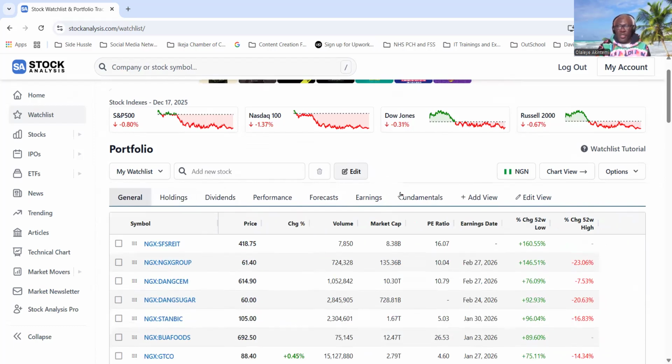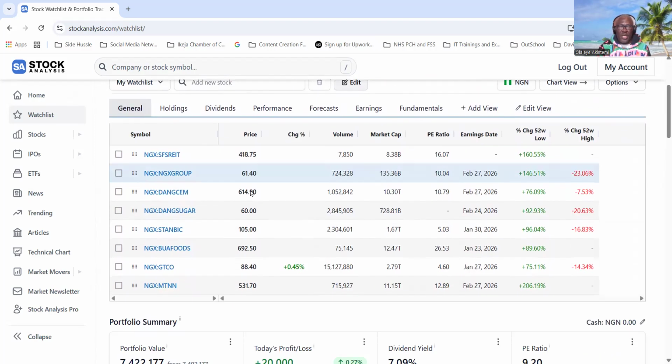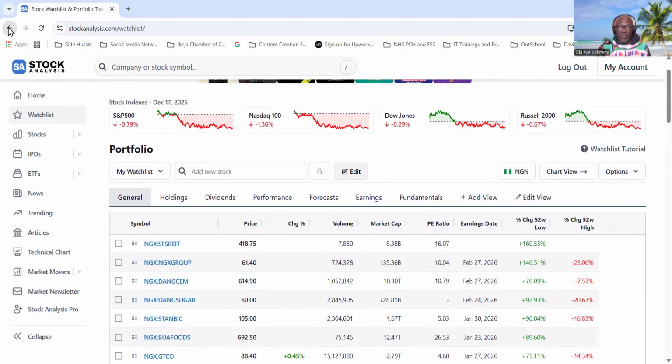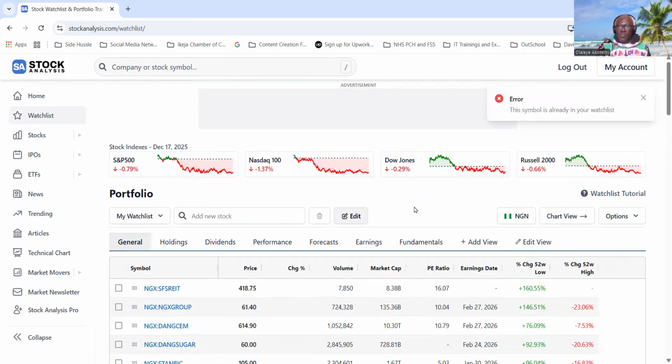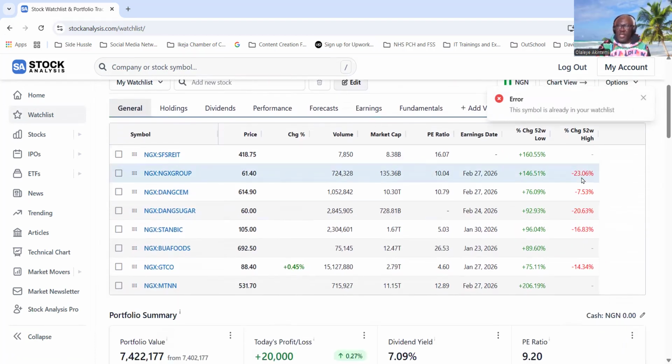I'm just trying to see. I know if you put the cursor on each of the headings, it should tell you what each of those headings is all about. Okay, let me go back. Let me click on watch list. If I click on watch list, if I have not registered, everything would have been wiped out. But because I've registered, done the free registration, all the information is still there.